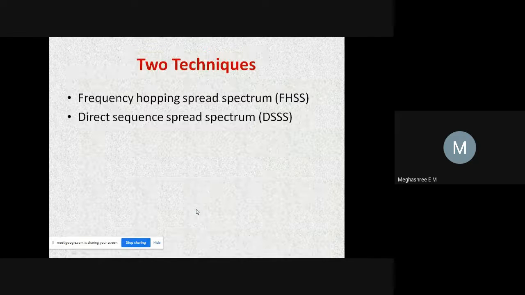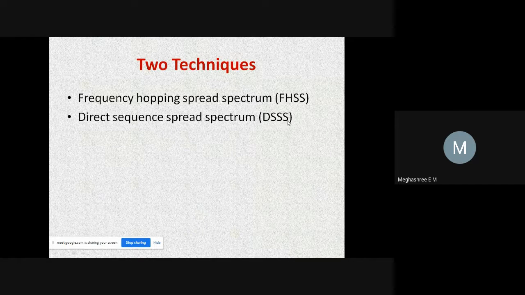This can be done by the following two techniques: FHSS and DSSS. FHSS is frequency hopping spread spectrum, and DSSS is direct sequence spread spectrum. These are the two techniques used, and this is a very important topic.